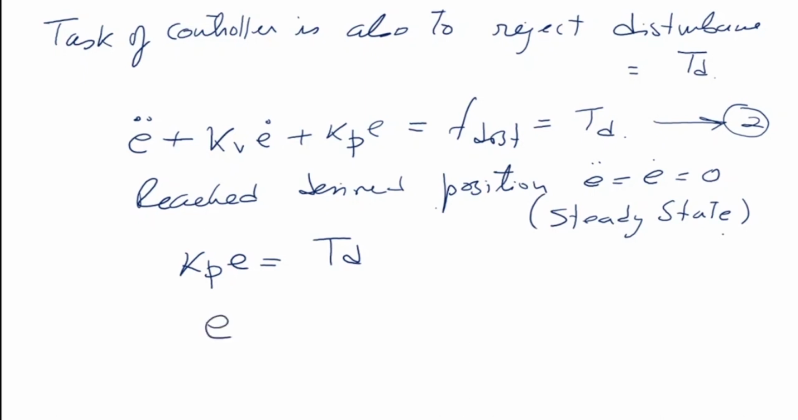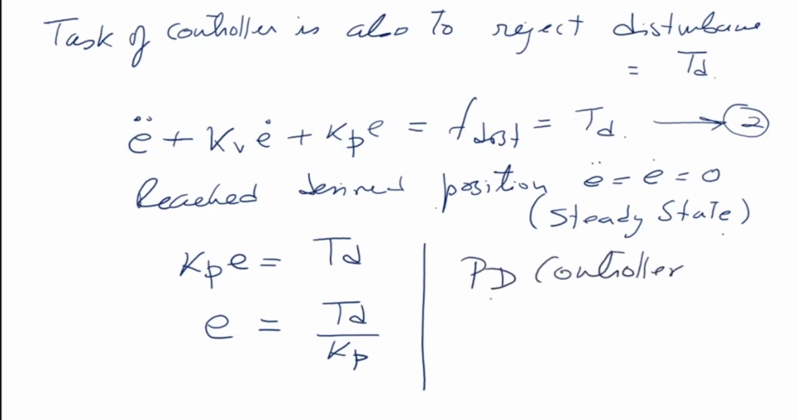What this basically means is that at the end of the day, you have error E, which is equal to Td by Kp. This is what it means. So this means that a PD controller will always have some steady state error, which is equal to Td by Kp. That means the PD controller is never going to reach the desired position.